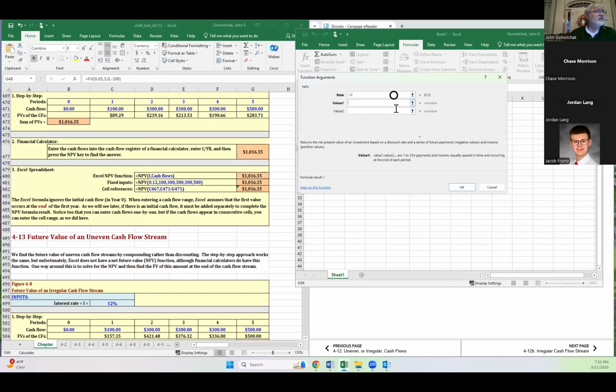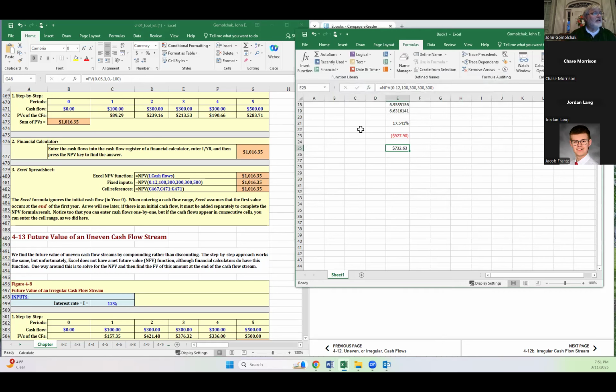We might have a big zero there. Value 1. So what we're going to end up doing is putting in all of the values. So value 1 is $100. I'm wondering if these should be negatives. Value 2 is $300. Value 3 is $300. Value 4 is $300. Whoops, I got to get a value 5. What did I do wrong? Let's start over.